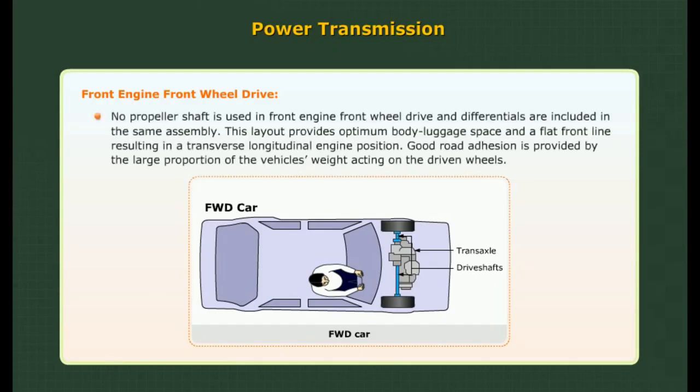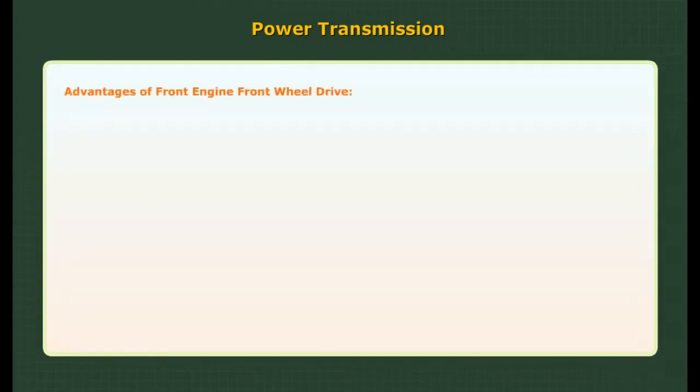Front engine, front-wheel drive. No propeller shaft is used in the front engine front-wheel drive, and the differential is included in the same assembly. This layout provides optimum body luggage space and a flat front line, resulting in a transverse or longitudinal engine position. Good road adhesion is provided by the large proportion of the vehicle's weight acting on the driven wheels.